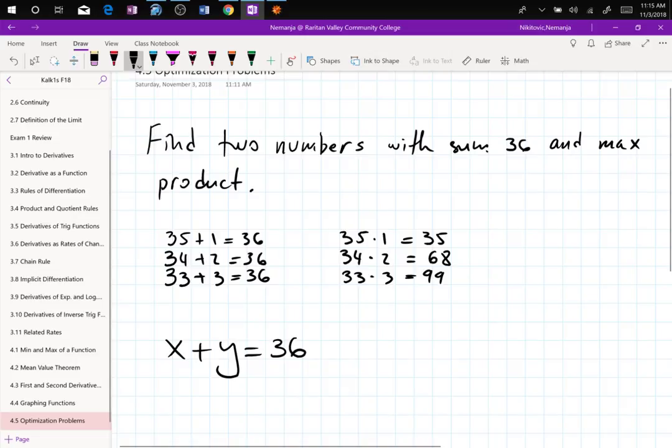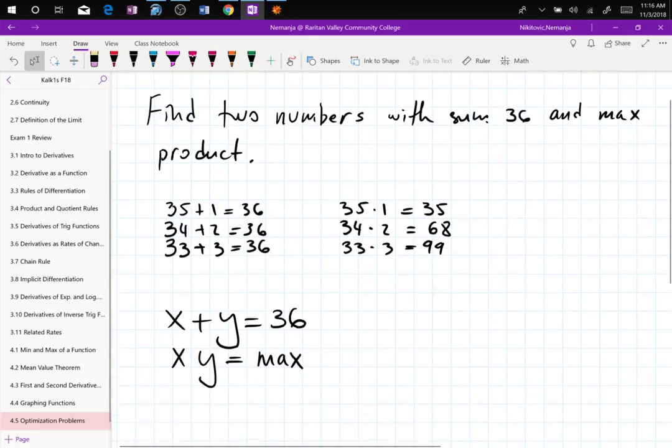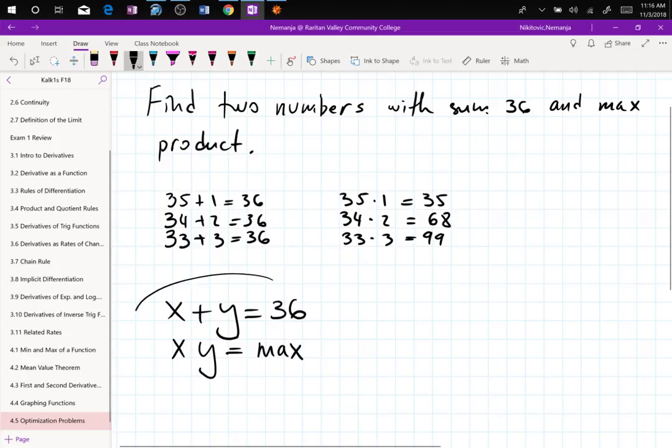And now I need a maximum product. How do I write that? What is the meaning of product? So, X times Y equals a max. So, what I have here is the mathematical model for this problem. I have a sentence, find two numbers with the sum of 36. Sum of two numbers is 36. X plus Y equals 36. Product should be a maximum. X times Y is a max.